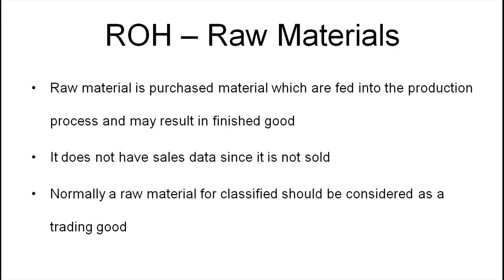ROH raw material is purchased material which is fed into the production process and may result in a finished good. It does not have sales data since it is not sold. Normally a raw material that is sold should be considered a trading good.